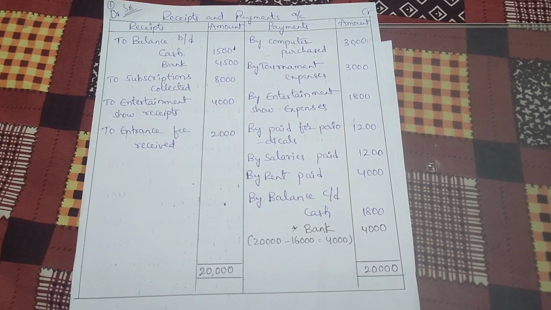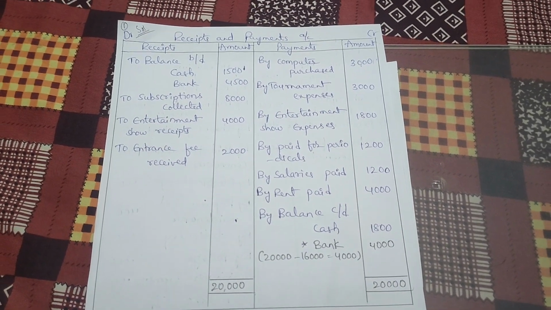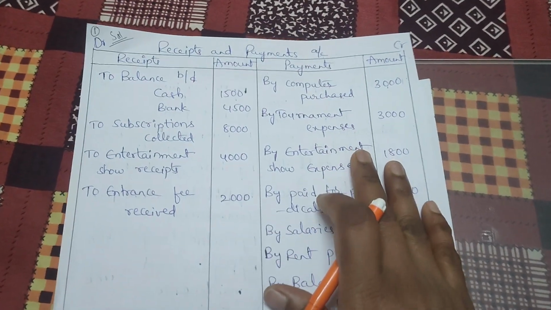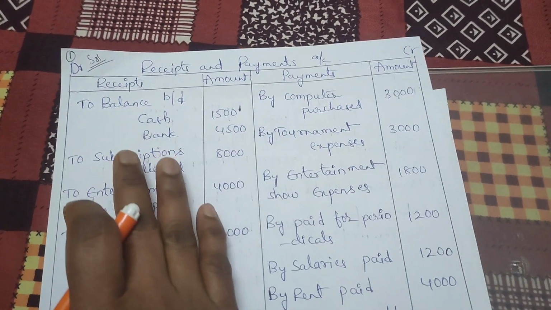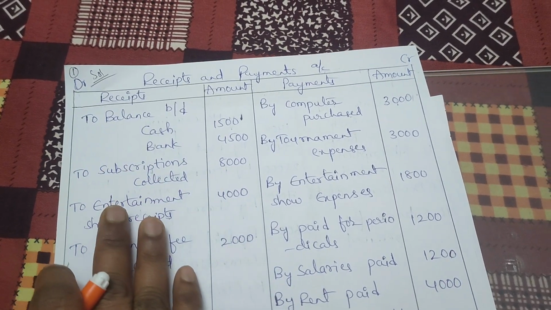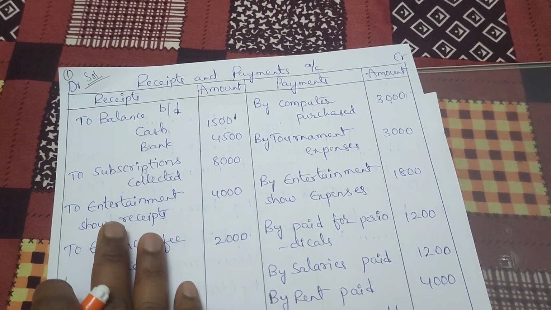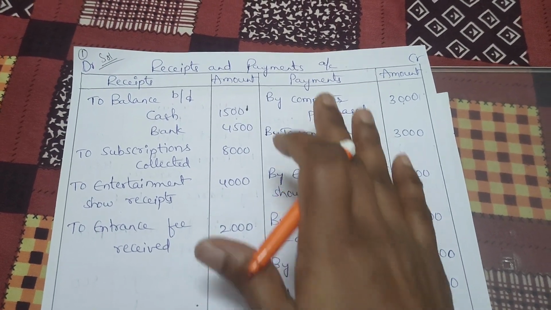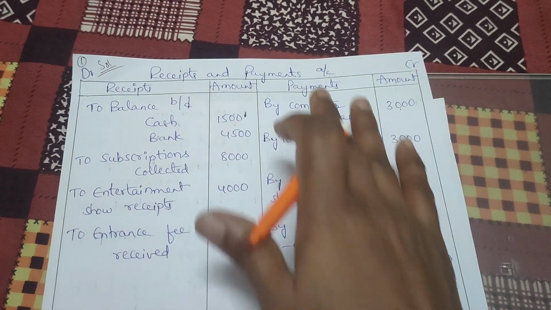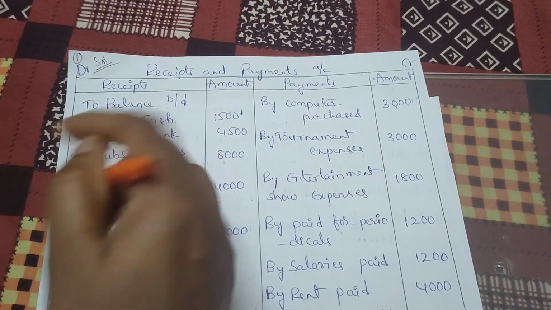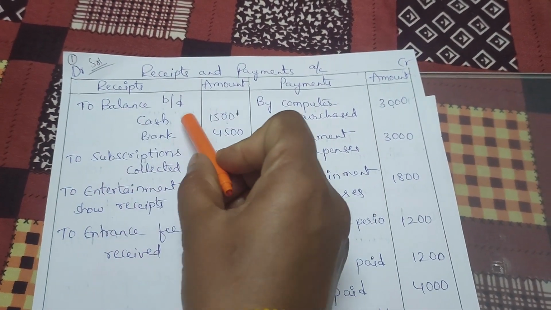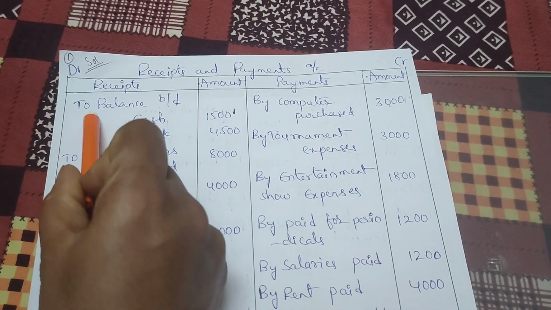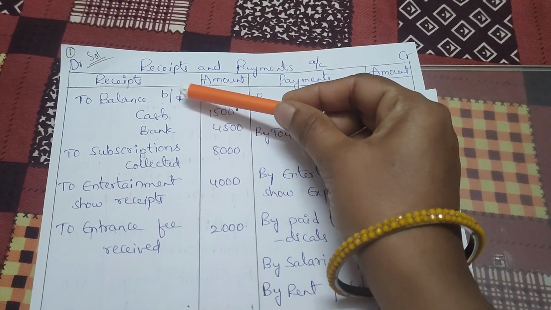And then what we have to do? We have to know what items are going to appear under receipts as well as under payments. If the business receives anything, we should record it on the debit side, under receipts. If the business is paying anything, payments, expenses, we record under the credit side, under payments. But before that, always the opening balance of cash and bank, if available in the question, we should record as the first item.